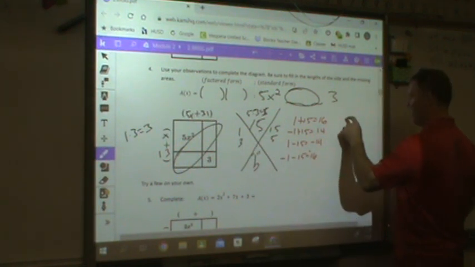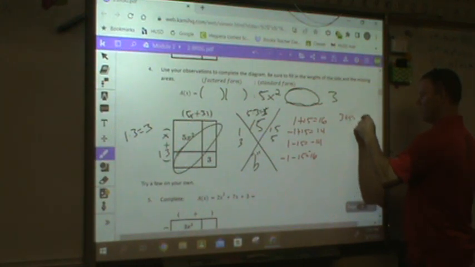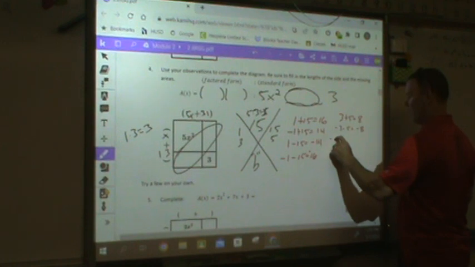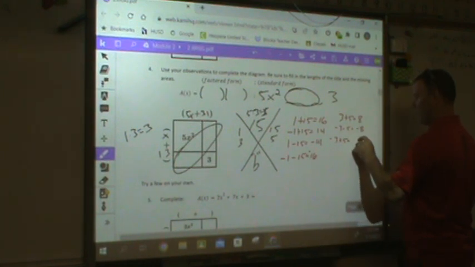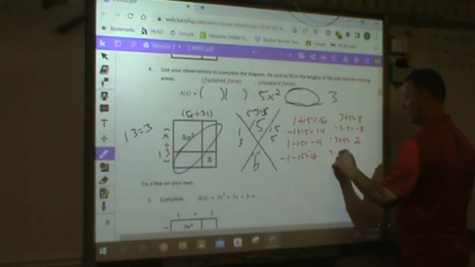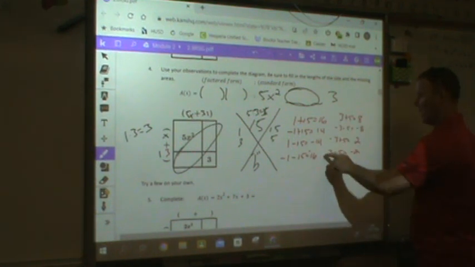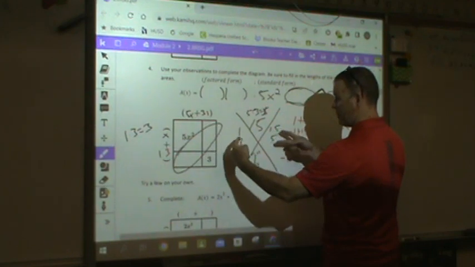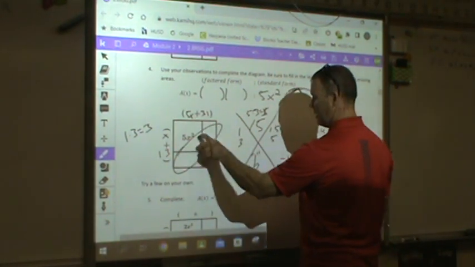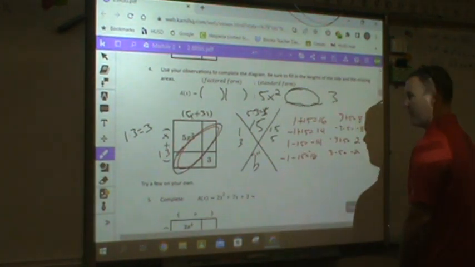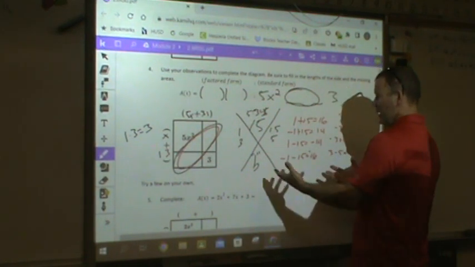Okay, how about 3 and 5? 3 plus 5 is equal to 8. Minus 3 minus 5 equals negative 8. Minus 3 plus 5 gives me positive 2. Or 3 minus 5 gives me negative 2. There are 8 different ways that you can take these factors, and that's just 2 sets, and get this middle combination right here. So what is it and where?